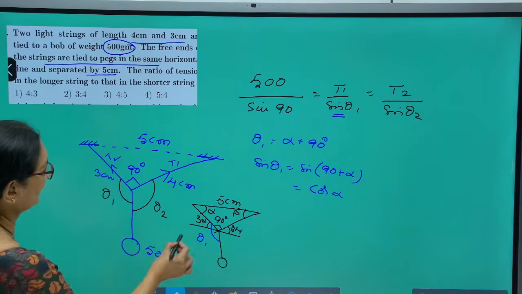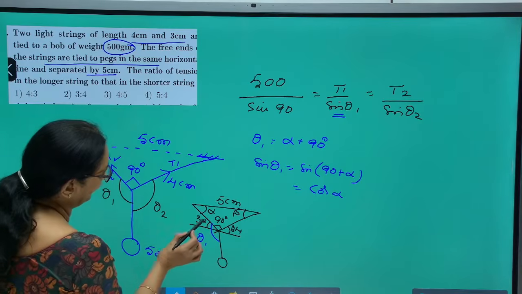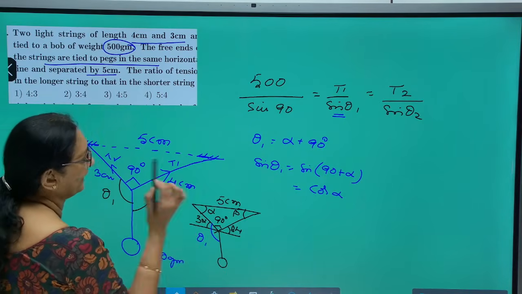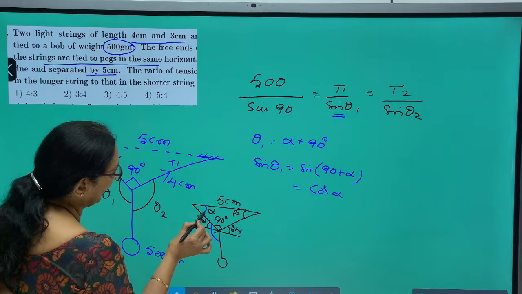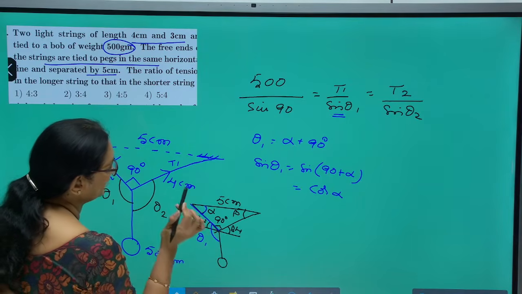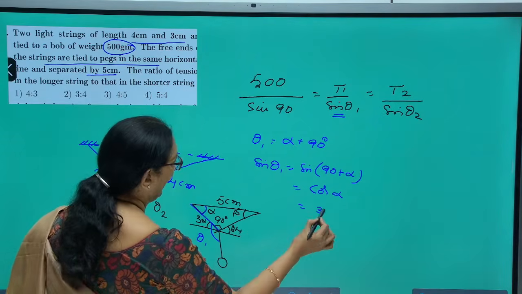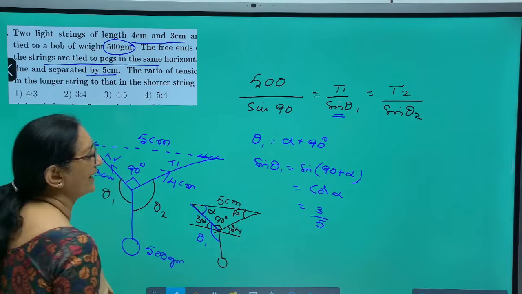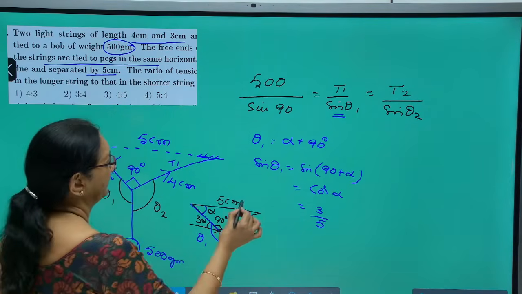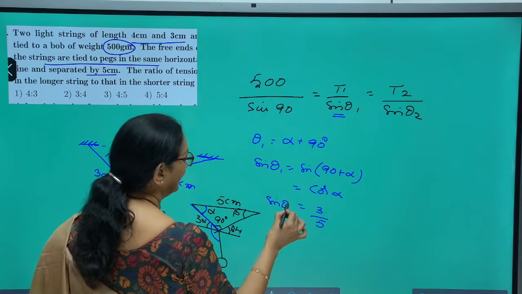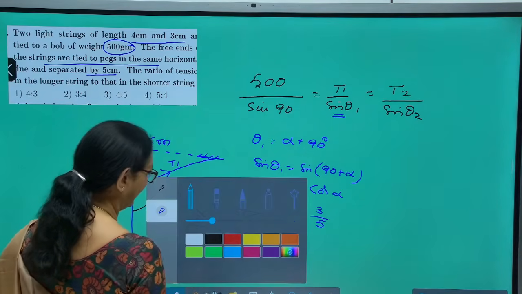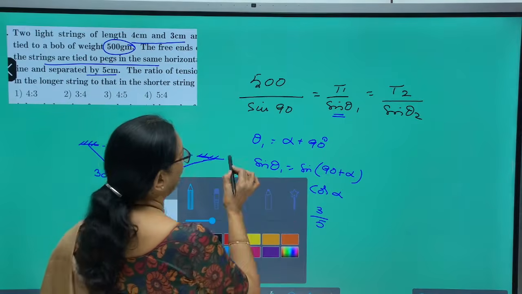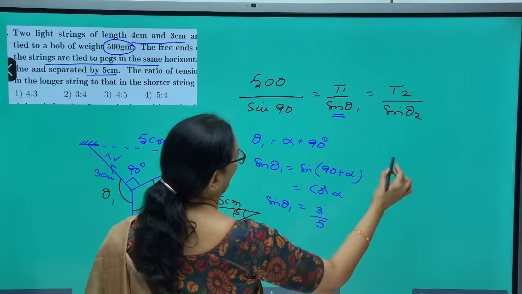Just look at this diagram. Cos alpha, adjacent side by hypotenuse. For alpha, adjacent side is 3 centimeters and hypotenuse is 5 centimeters. So, sin theta 1 is 3 by 5. Okay. Similarly, we want to find out cos theta 1 or sin theta 2 also.